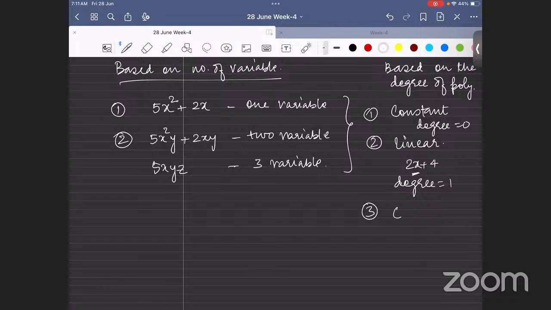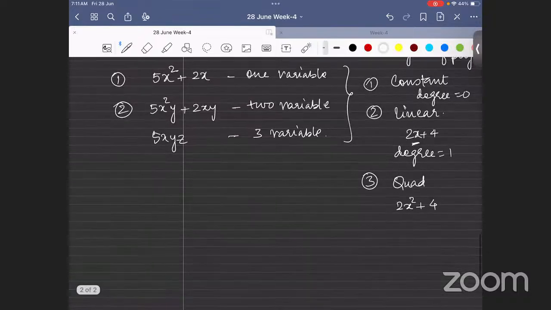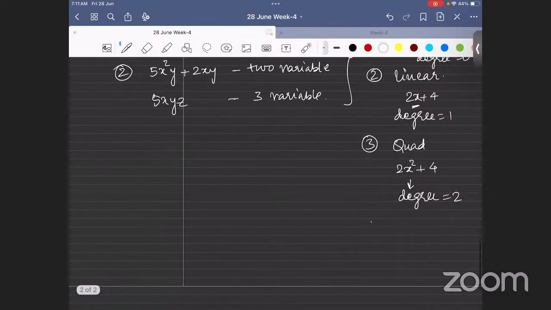Similarly, a quadratic, you would have read about the quadratic also, right? So 2x square plus 4, something like that. Here the degree is 2, correct? The degree is basically the exponent that a variable has. Similarly, you can have a cubic, where the degree will be 3. It will be somewhat like 2x cube plus 4 plus 5x square, something like that.